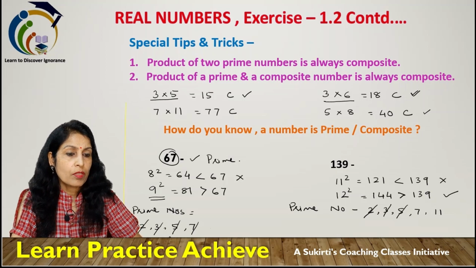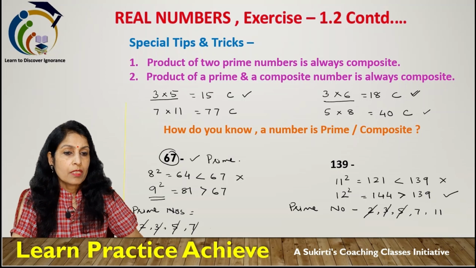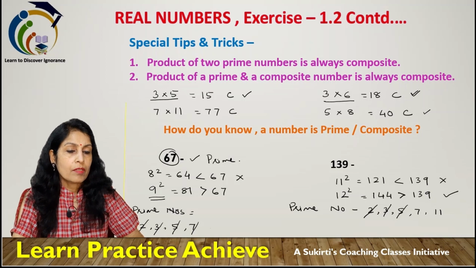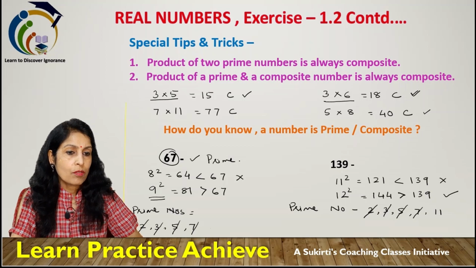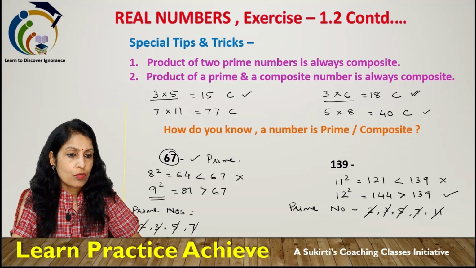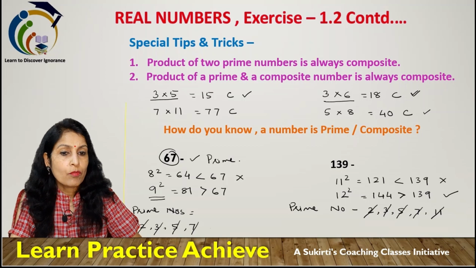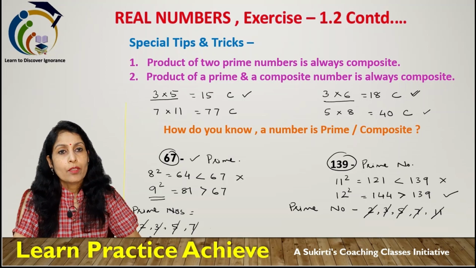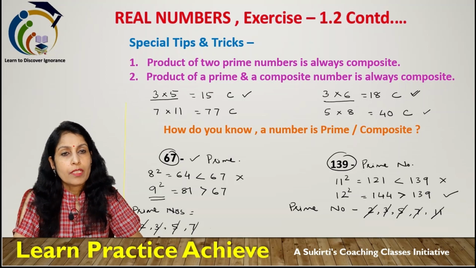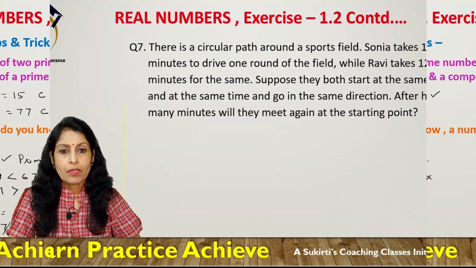Again not possible. Then with 7, 7 1 is 7, and then again it will not be divisible by 7. And with 11 also, 11 1 is 11, and 29 again, with 11 also it is not possible. So again 139 is a prime number. So by using these tips and tricks, you can easily find out whether a number is a composite number or prime number.